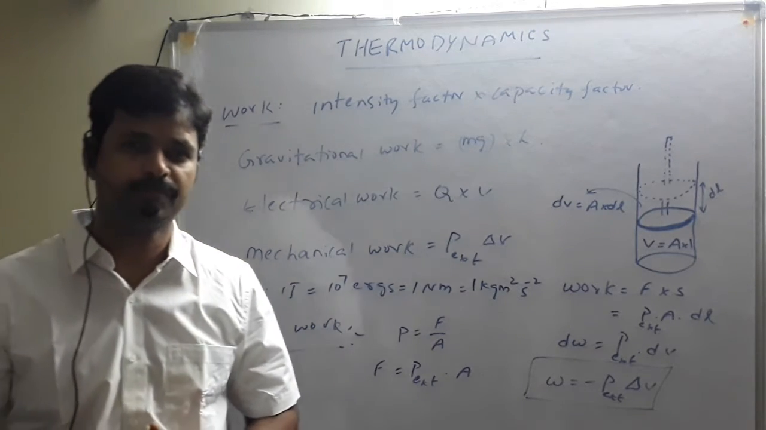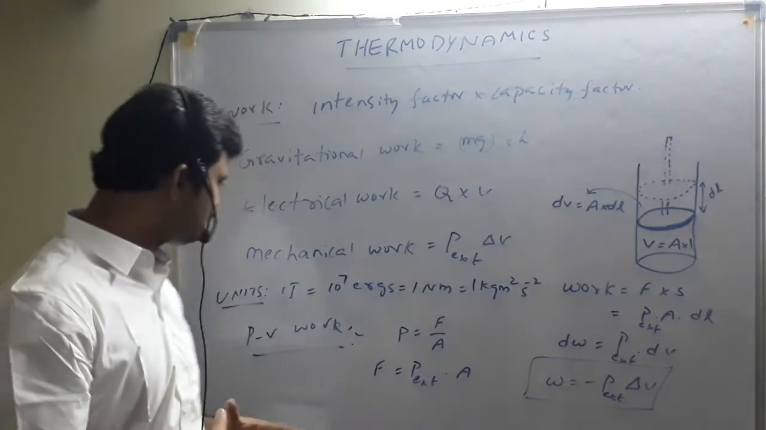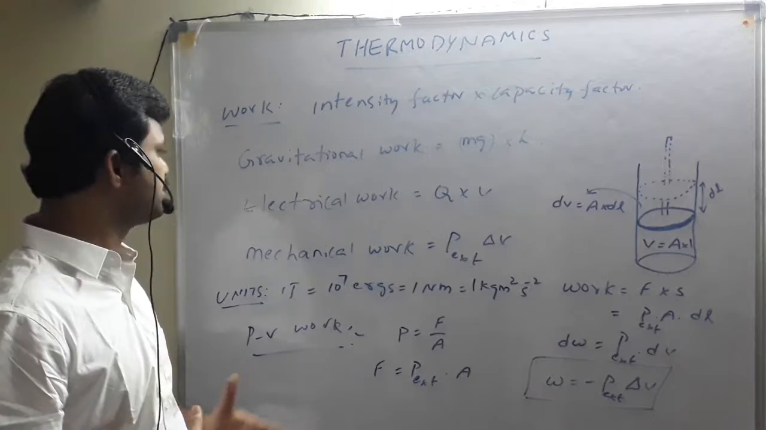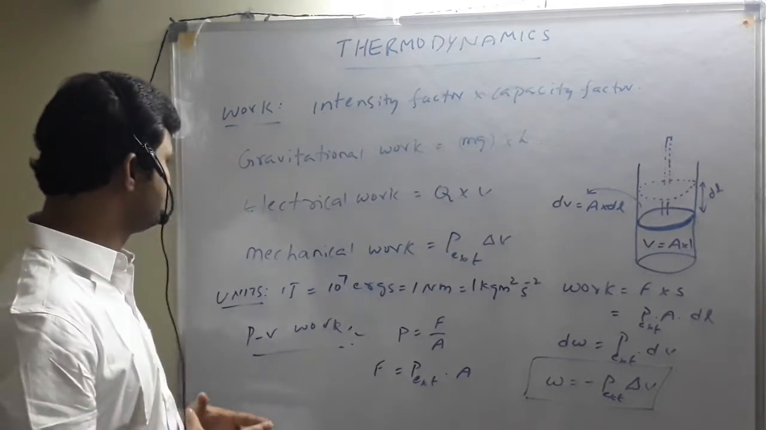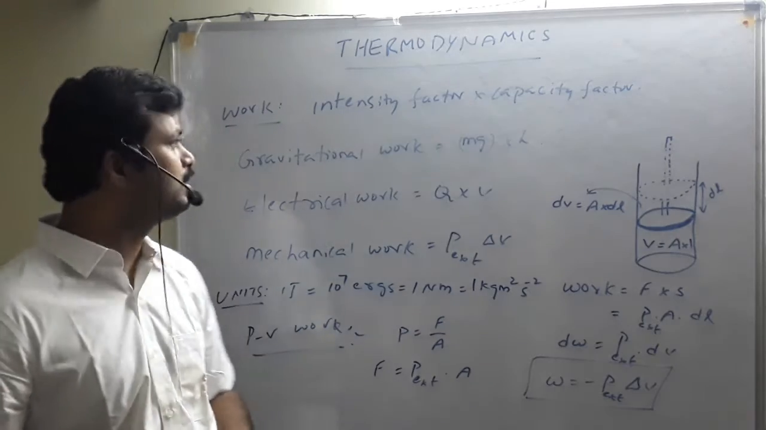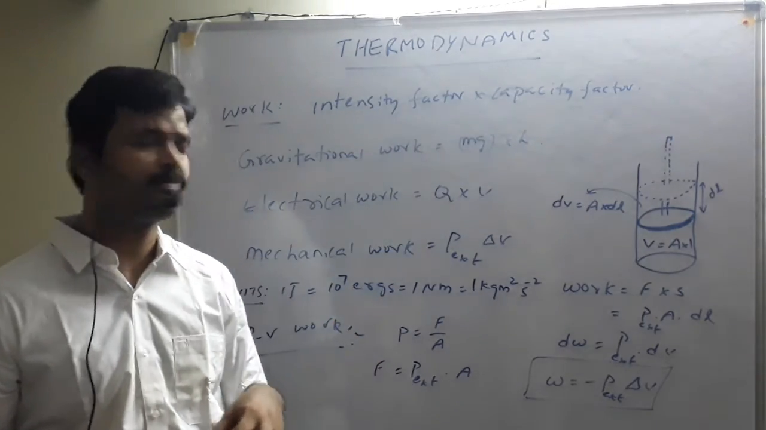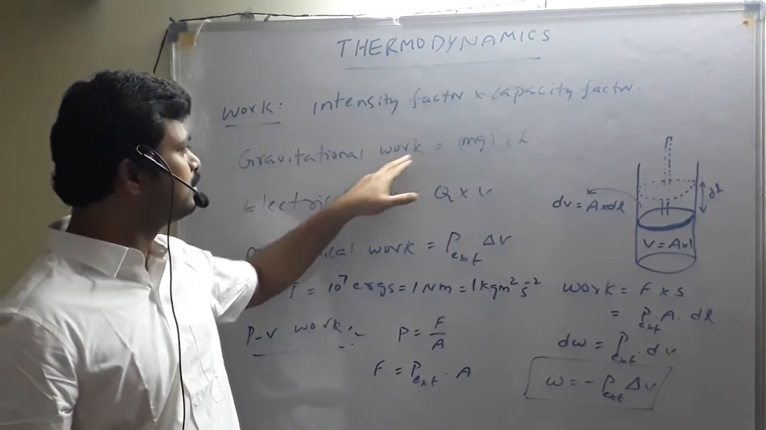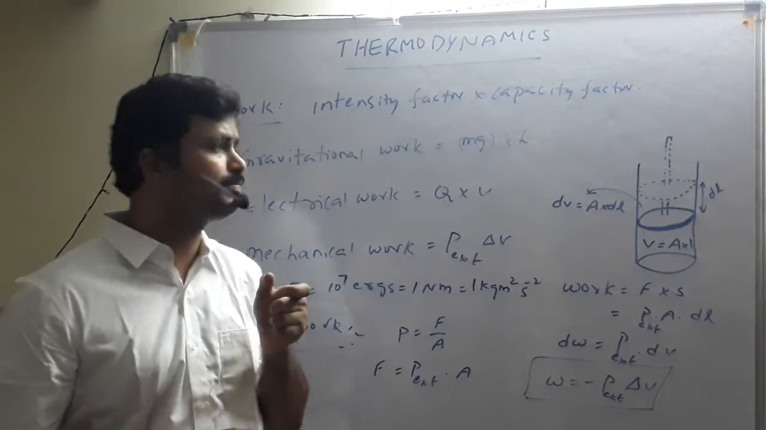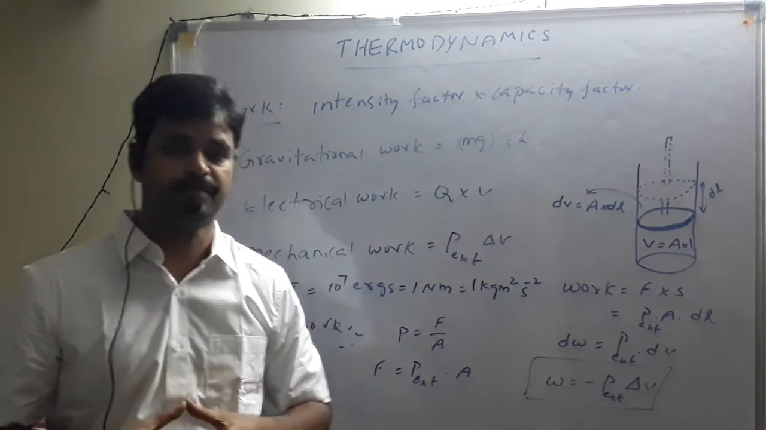In thermodynamics, we deal with pressure and volume work. Pressure and volume work only. You might have come across gravitational work, electrical work, mechanical work, that is PV work, isn't it? So here the first term will be the intensive factor. In the gravitational work, mg is the intensity factor, where height will give you the capacity factor.